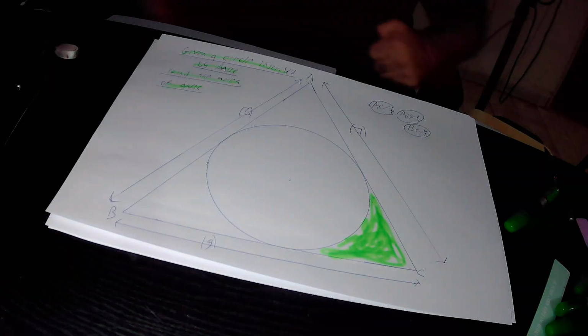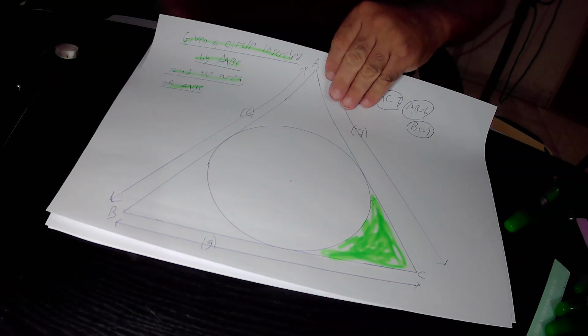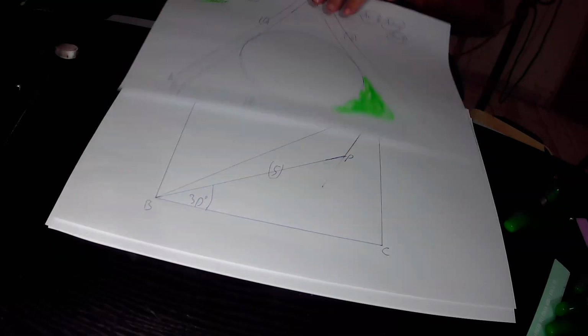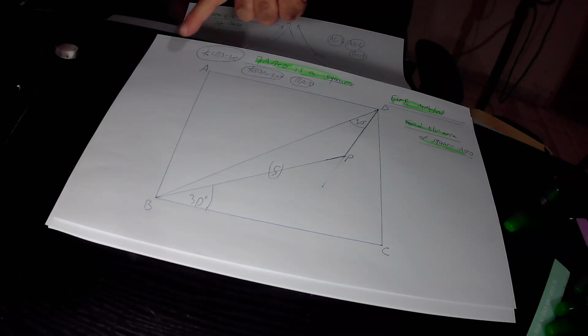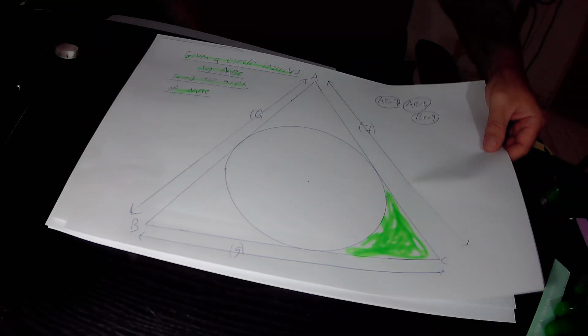Hello, in this lecture we'll answer two questions. In the first question we find out the area of this green shape, and in the second question we find out the area of this square ABCD. So let's start with the first question.